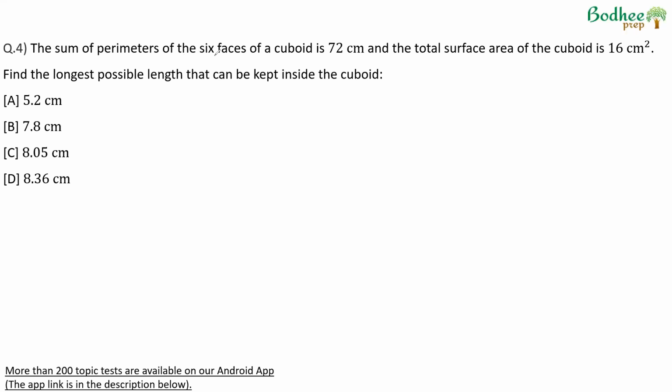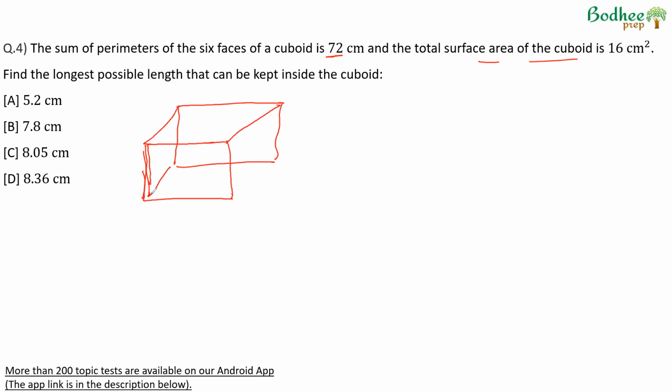The sum of perimeters of the 6 faces of a cuboid is 72. Total surface area of the cuboid is 16. Longest possible length that can be kept inside the cuboid. Cuboid. If you look at a cuboid, there are 12 sides that are there. I am calling this length, this also length, and this also length. This is breadth, breadth, breadth, breadth. The remaining is height, height, height, and height.